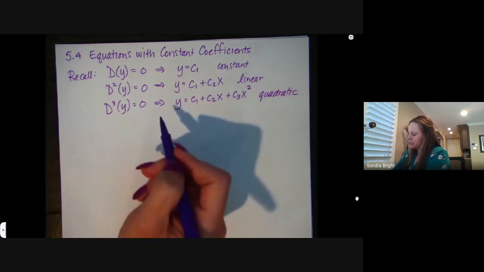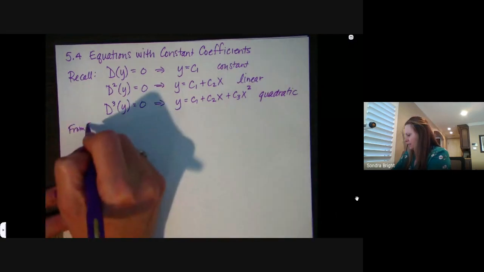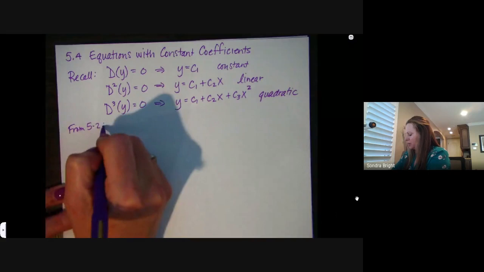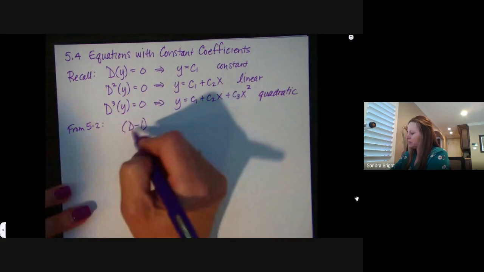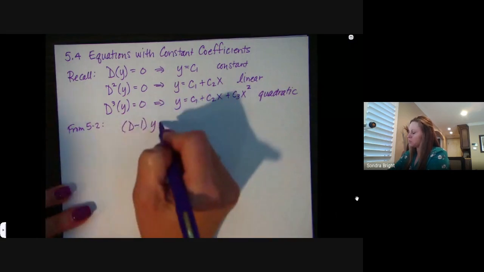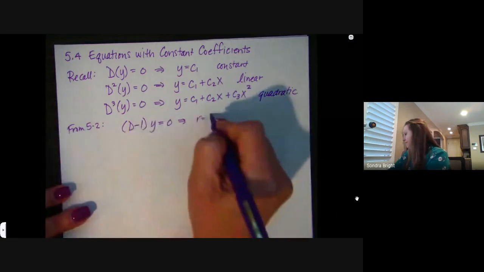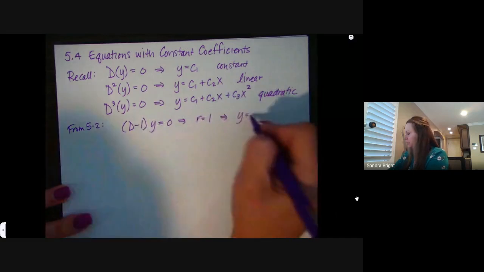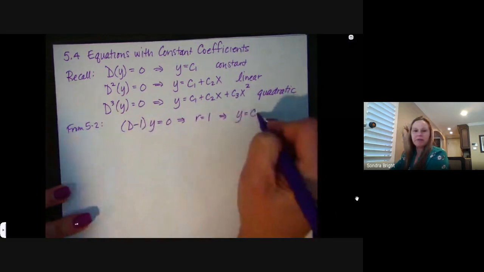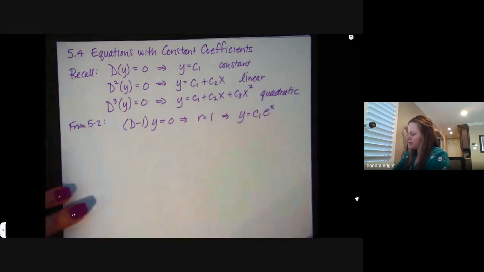And then from section 2, we learned that if we have this polynomial operator, D minus 1 on y, and that's equal to 0, do you remember our auxiliary equation was r minus 1, so we had a root of 1, and that meant that our solution was y equals some constant times e to the x. Look back on section 2 if that does not sound familiar. So that was a real root, right?